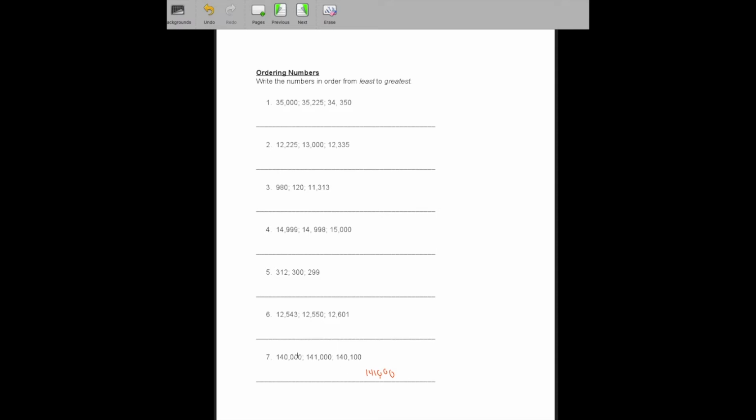And then the two numbers that we have left is this number and this number. So we have a 1 in the fourth digit and 0 in the fourth digit. So which one's bigger, 1 or 0? The 1 is bigger, so 1, 4, 0, 1, 0, 0, comma. And then this one is the last number, so you just copy it. 1, 4, 0, 0, 0, 0.